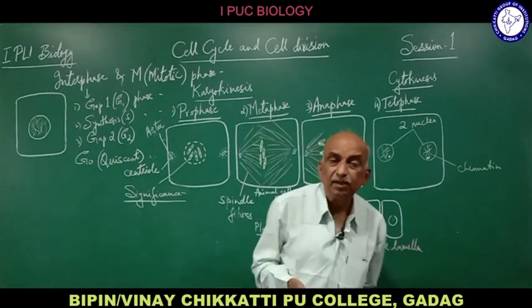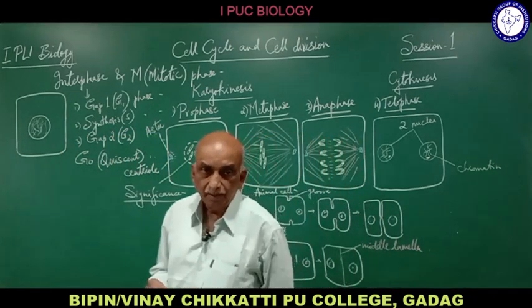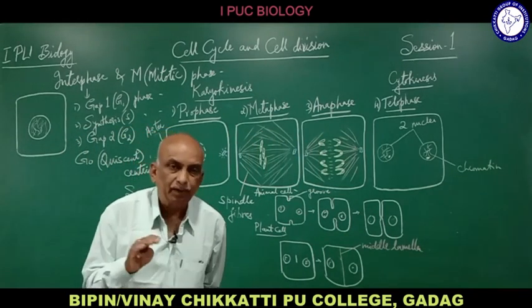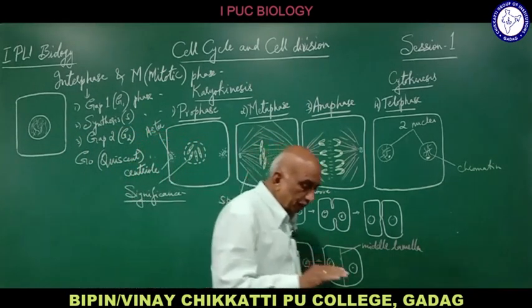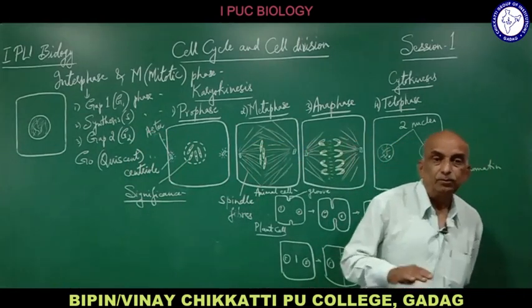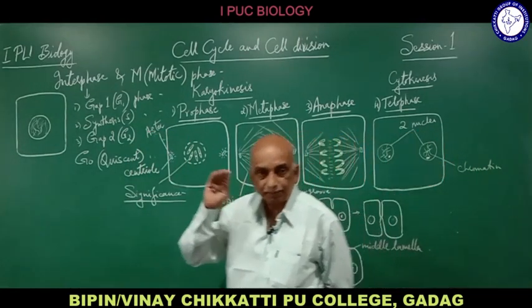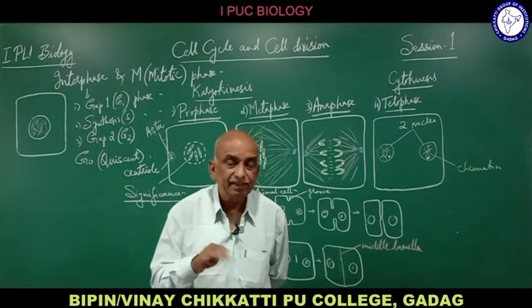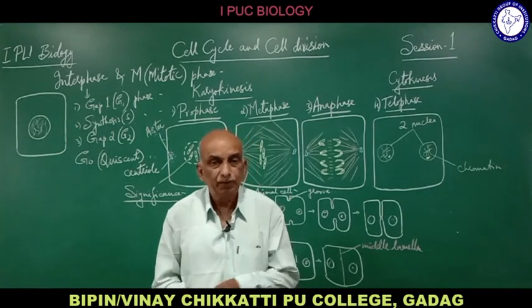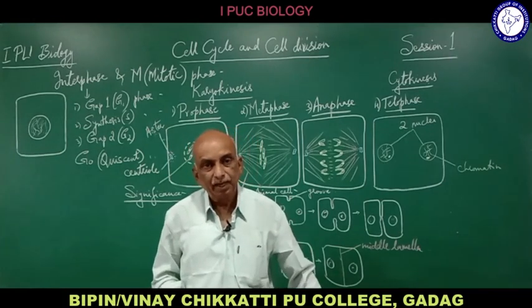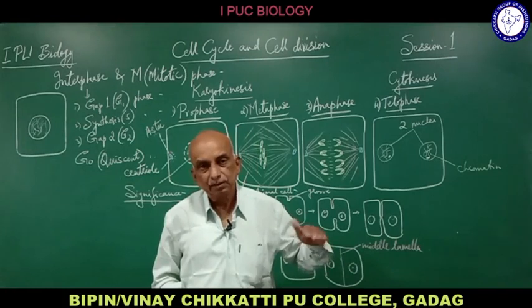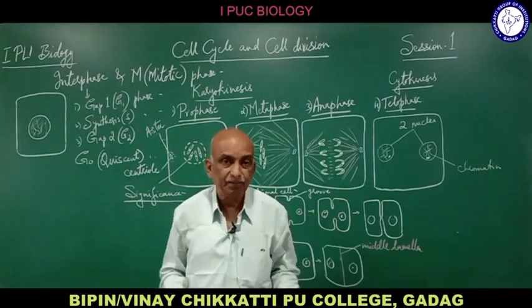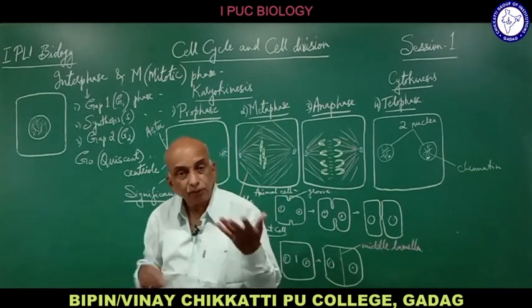But in multicellular organisms like us, mitosis is necessary for growth and development. From childhood we grow up to a certain age. That means growth, the increase in size of the organism. When we were children, we were small, and as the years go on, our height will increase, our body size will increase. That is nothing but growth.